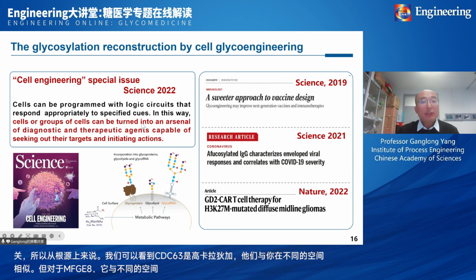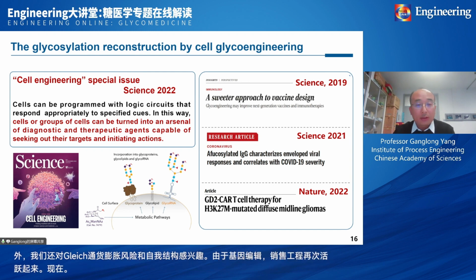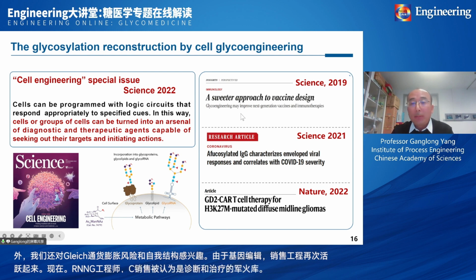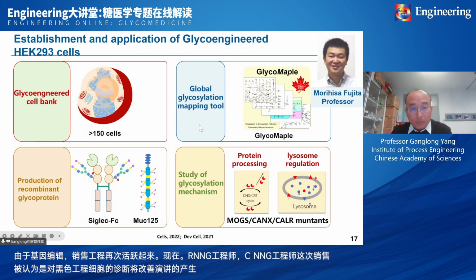So besides the glycosylation analysis, we were also interested in the glycosylation reconstruction in the cells. Cell engineering was activated again because of gene editing. Now the engineered cell is seen as an arsenal of diagnostics and therapeutics. The glyco-engineered cells will improve the next generation of vaccines and immunotherapies.